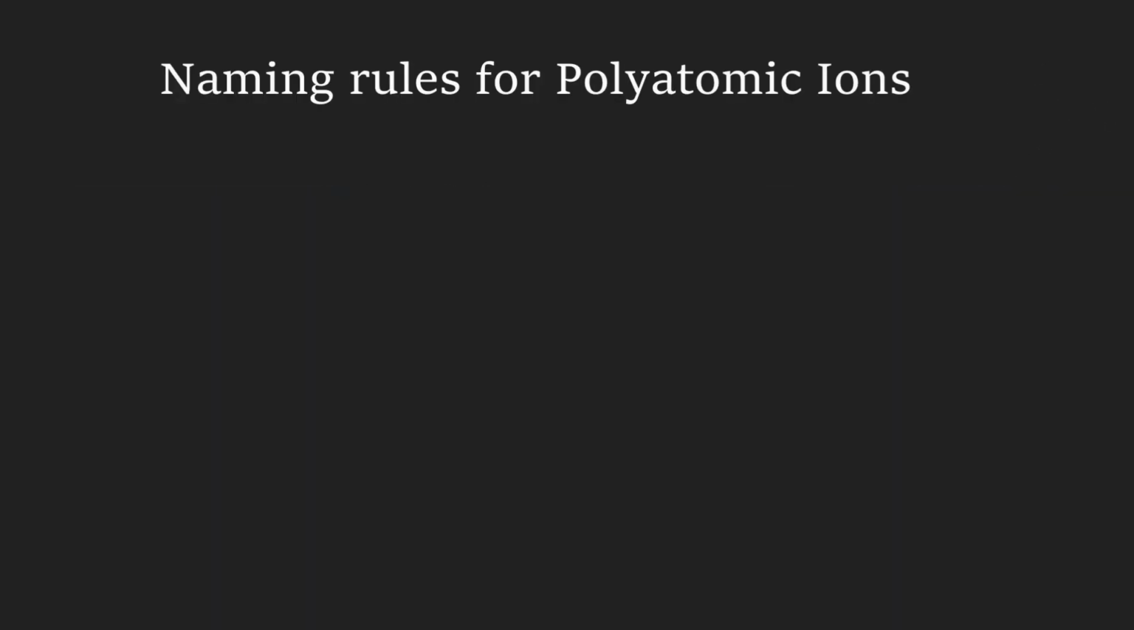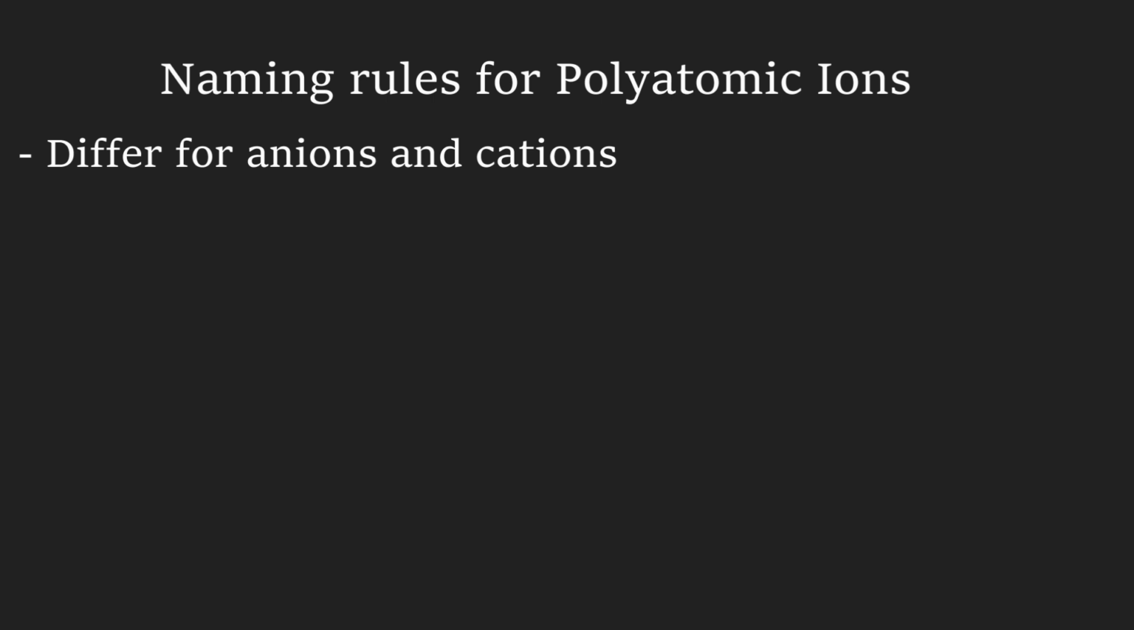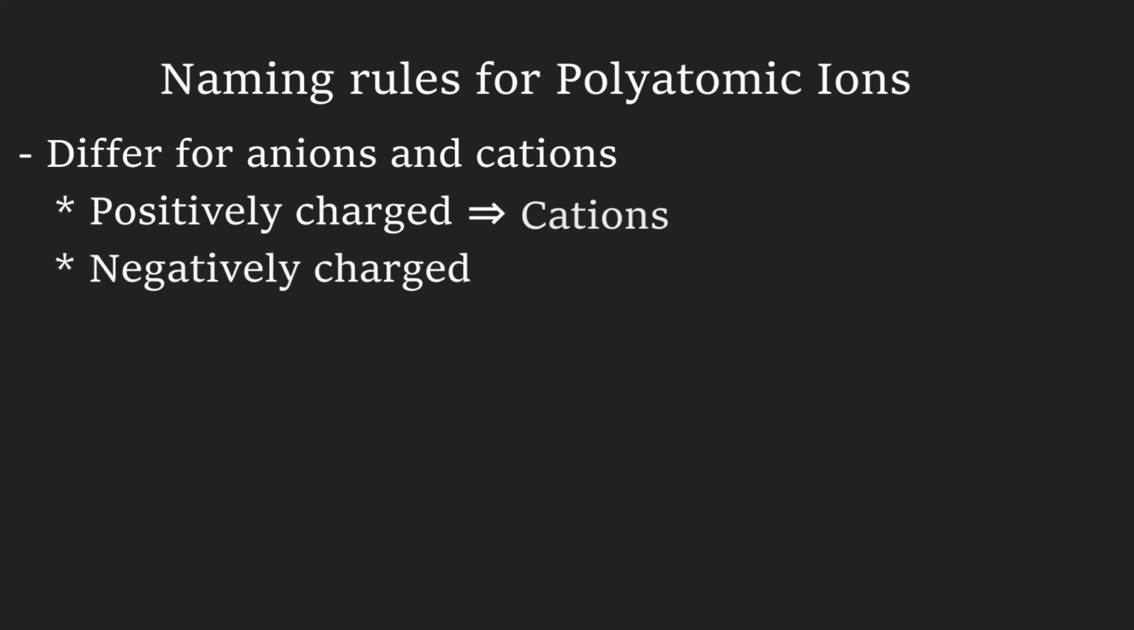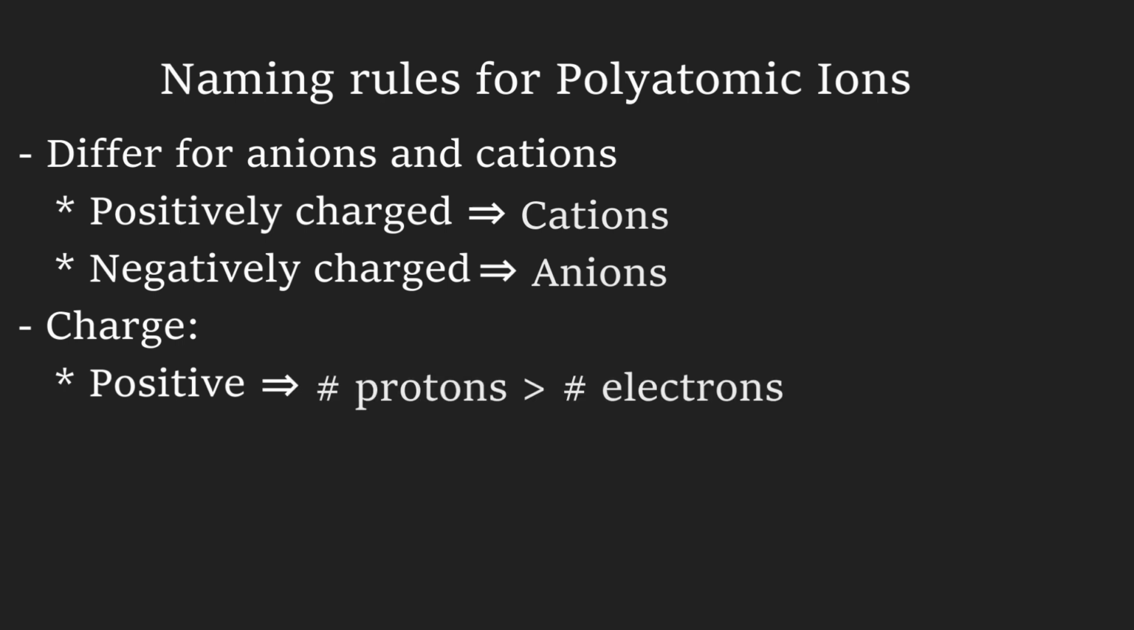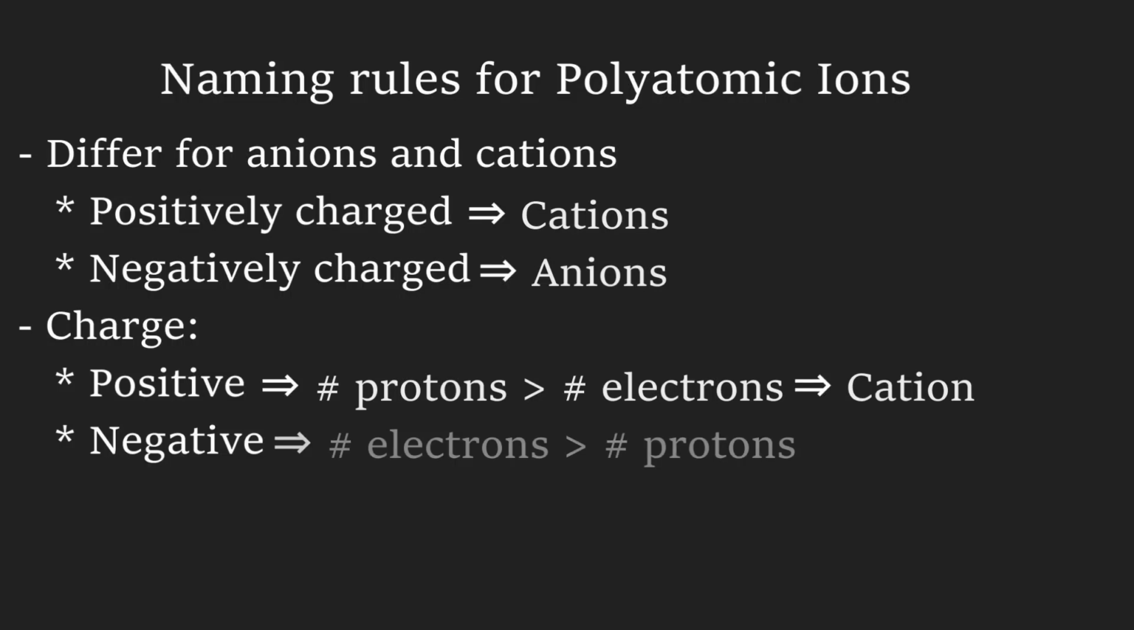The naming rules for polyatomic ions differ for anions and cations. In other words, they are different for positively charged polyatomic ions, so for cations, and negatively charged polyatomic ions, so for anions. A net positive charge in polyatomic ions occurs because the number of protons, which are positively charged, is larger than the number of electrons, which are negatively charged. Hence, in this case, we have a cation. A net negative charge, on the other hand, occurs when the number of electrons is larger than the number of protons. In that case, we have an anion.